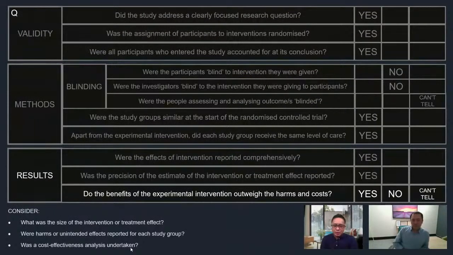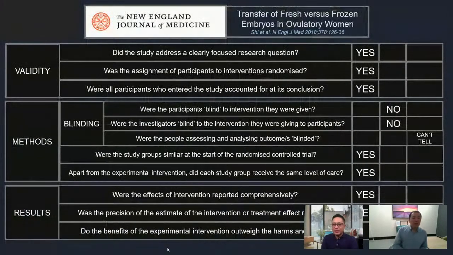Now, lastly, here is another question on the results. Do the benefits of the experimental intervention outweigh the harms and the cost? It asks what the size of the intervention and treatment effect was, and what the unintended harms were. They answered most of these questions, but they didn't do a cost effectiveness analysis. In terms of clinical outcomes, they reported clinical harms and benefits. For that, the answer is yes, but for completeness' sake, I should say cannot tell because they didn't do a cost effectiveness analysis.